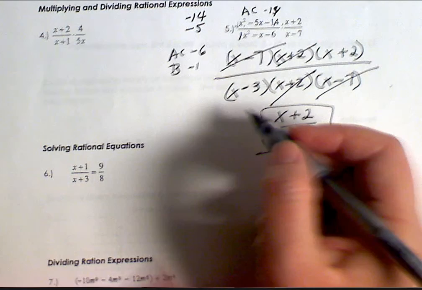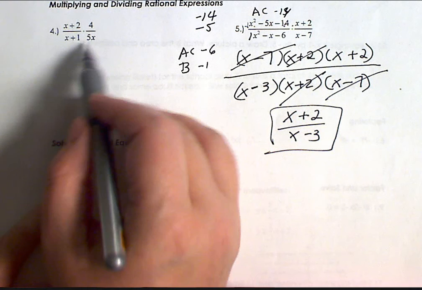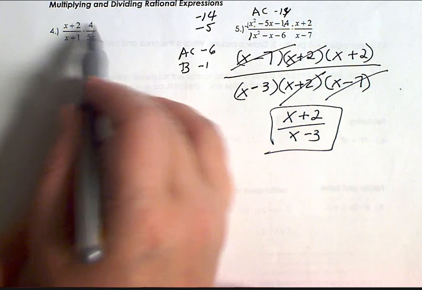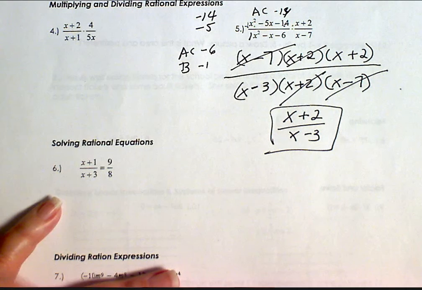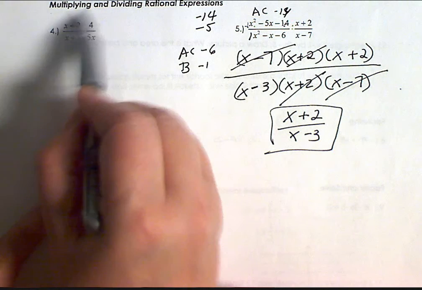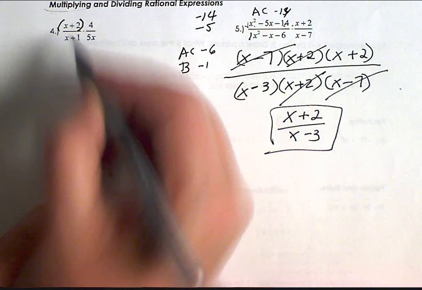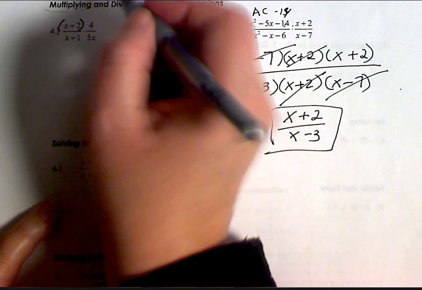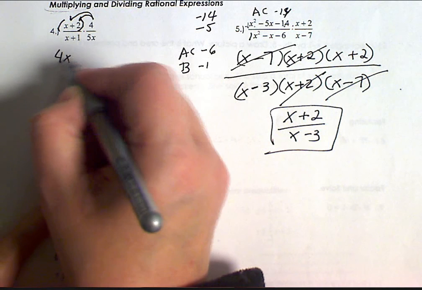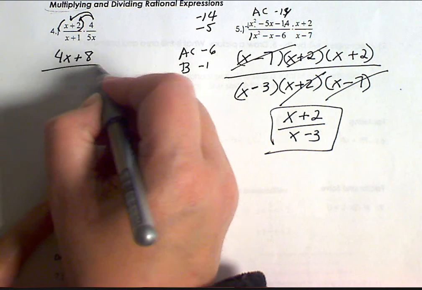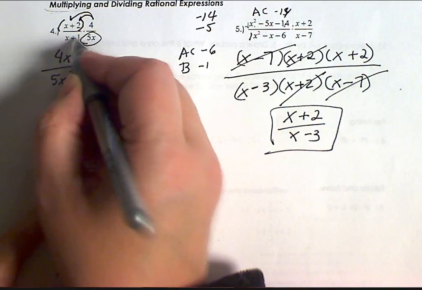All right. So, there's nothing we can multiply or factor out of any of it. So this right here is simplified as much as you can. The only thing we can do now is to multiply. So you simply have to remember that there has to be parentheses around that. So this 4 gets distributed to both of them. So that would be 4x plus 8 over 5x squared plus 5x.